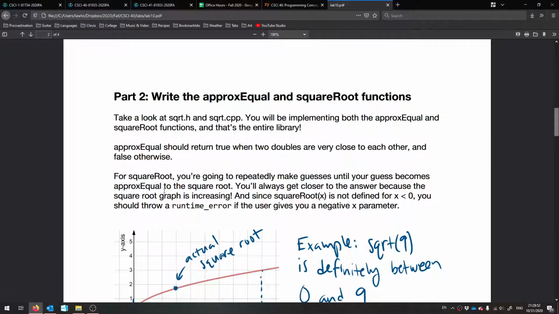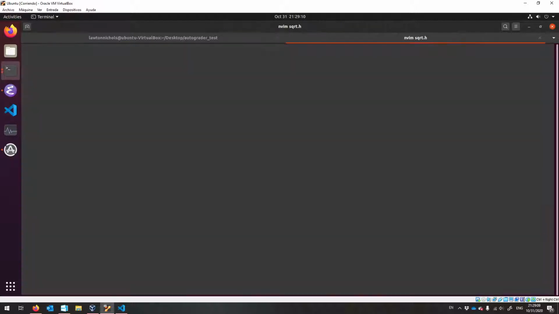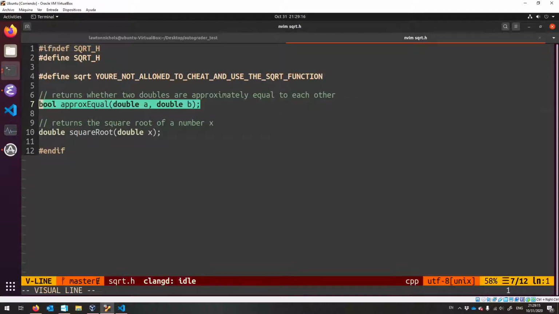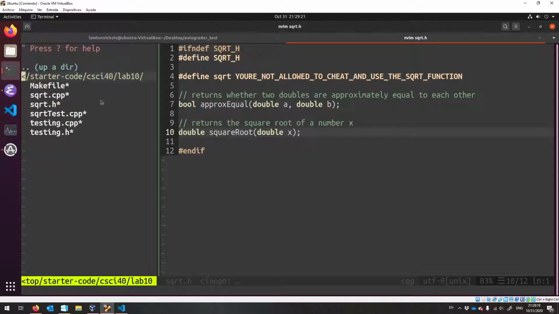The main file that you'll be implementing is this square root test and square root.cpp. So these two files right here, those will be the ones that you turn in. Okay, so let's look at square root.h first. There's only two functions that you are going to use in this lab: approx equal and square root. You'll be implementing both of those.